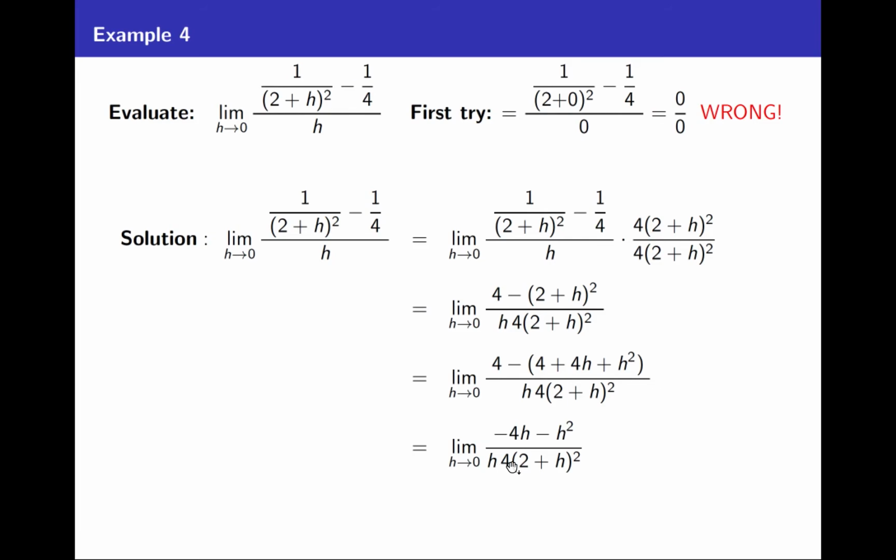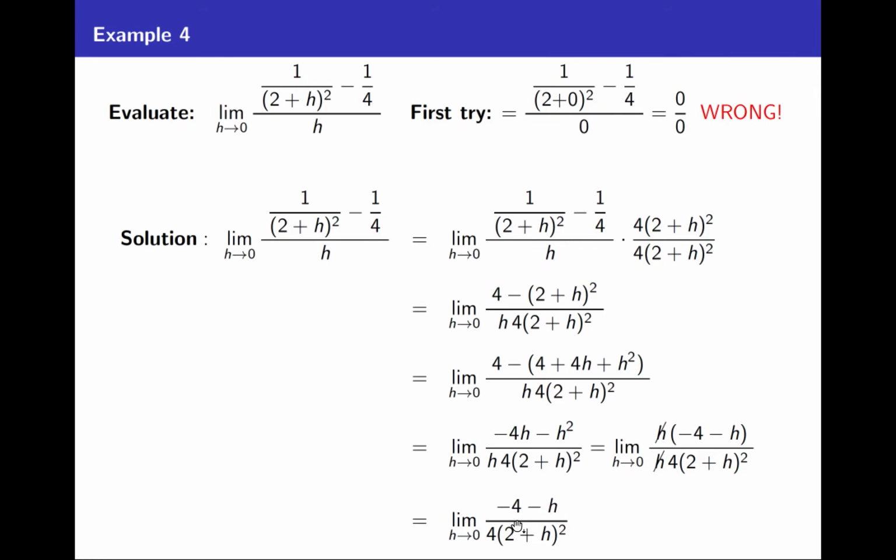Now, can that h cancel? Actually, yes, because we could factor an h out from the top. Doing that, we get the limit as h approaches 0 of h times (negative 4 minus h), that's the h factored out here, divided by our previous denominator, and now those two h's cancel out. Now that's good because remember, the h on the bottom was precisely what was causing the problem. It was approaching 0, and we've just canceled it out. What are we left with? The limit as h approaches 0 of (negative 4 minus h) over 4 times (2 plus h) squared.